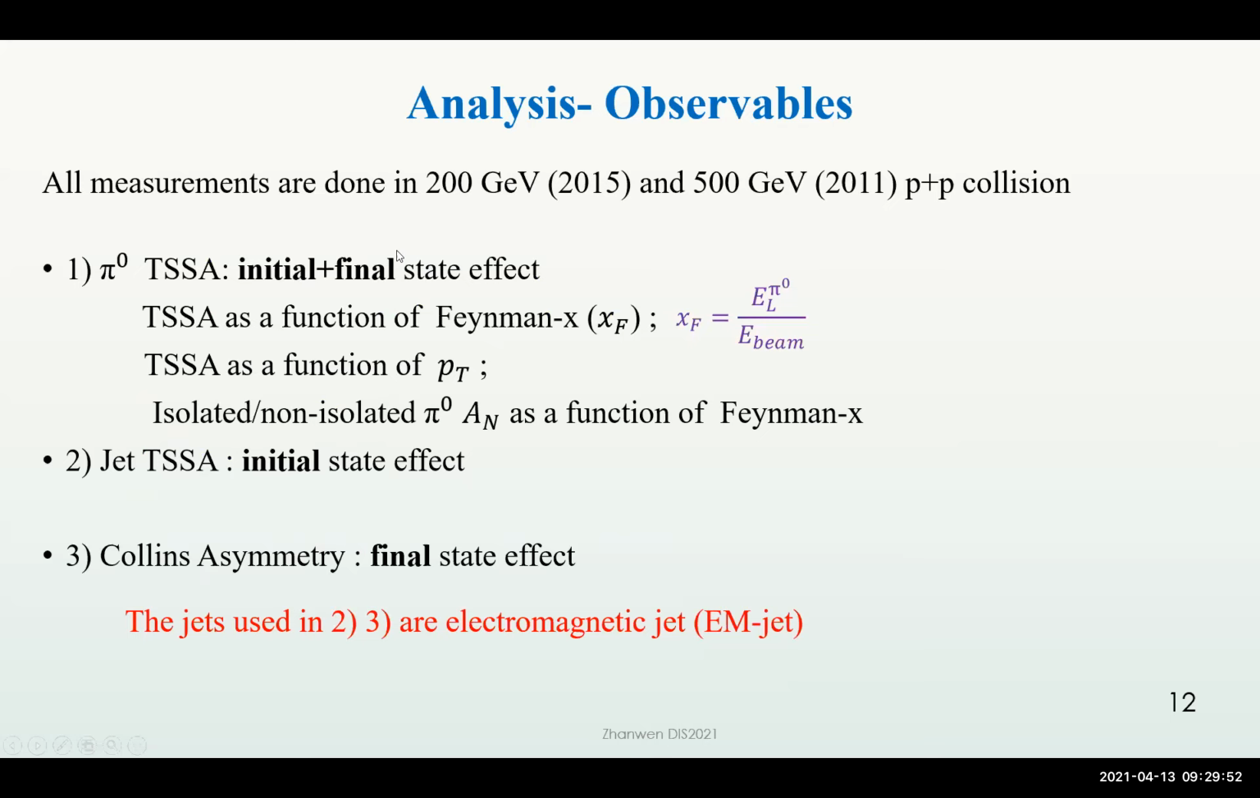This slide is the catalog of what we measure. We have the pion TSSA, which we have in 3 parts, the jet TSSA, and the Collins asymmetry, which are sensitive to initial plus final state effects, the jet to the initial state, and the Collins to the final state. So let's see the results.